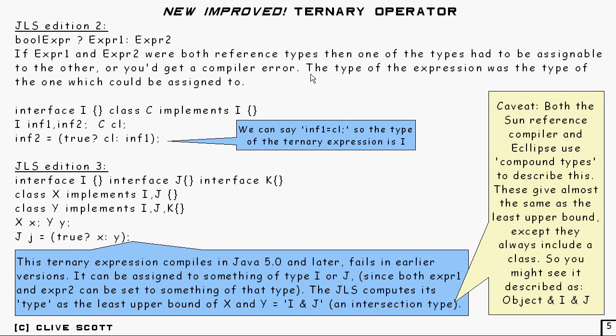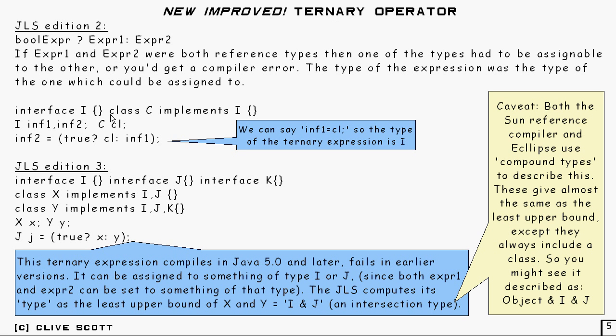What that means is that you've got a variable of one type and a variable of the other type. You have to be able to assign one variable to the other. That's what it means. The type of the resulting ternary expression was the type of the one which could be assigned to. So here's an example to illustrate that.